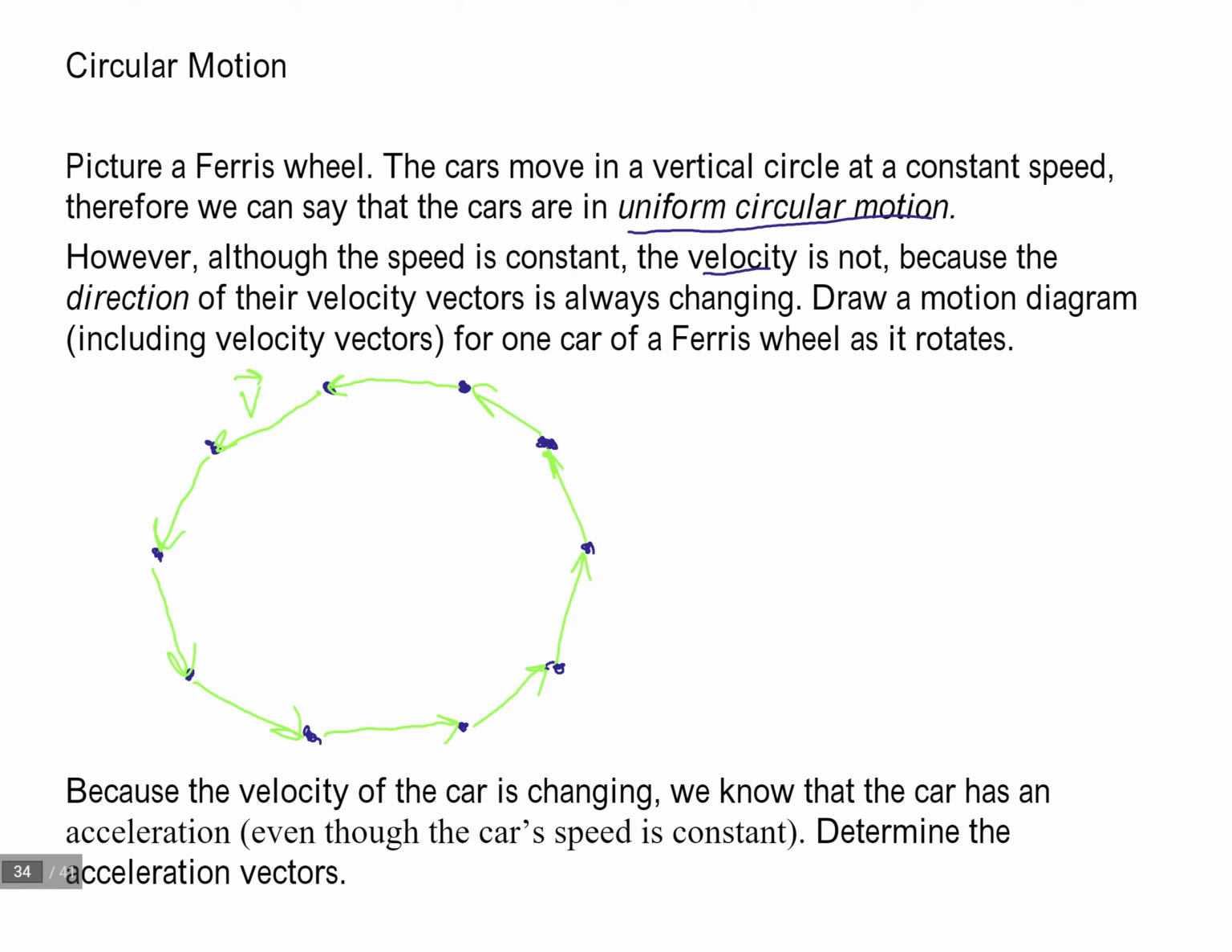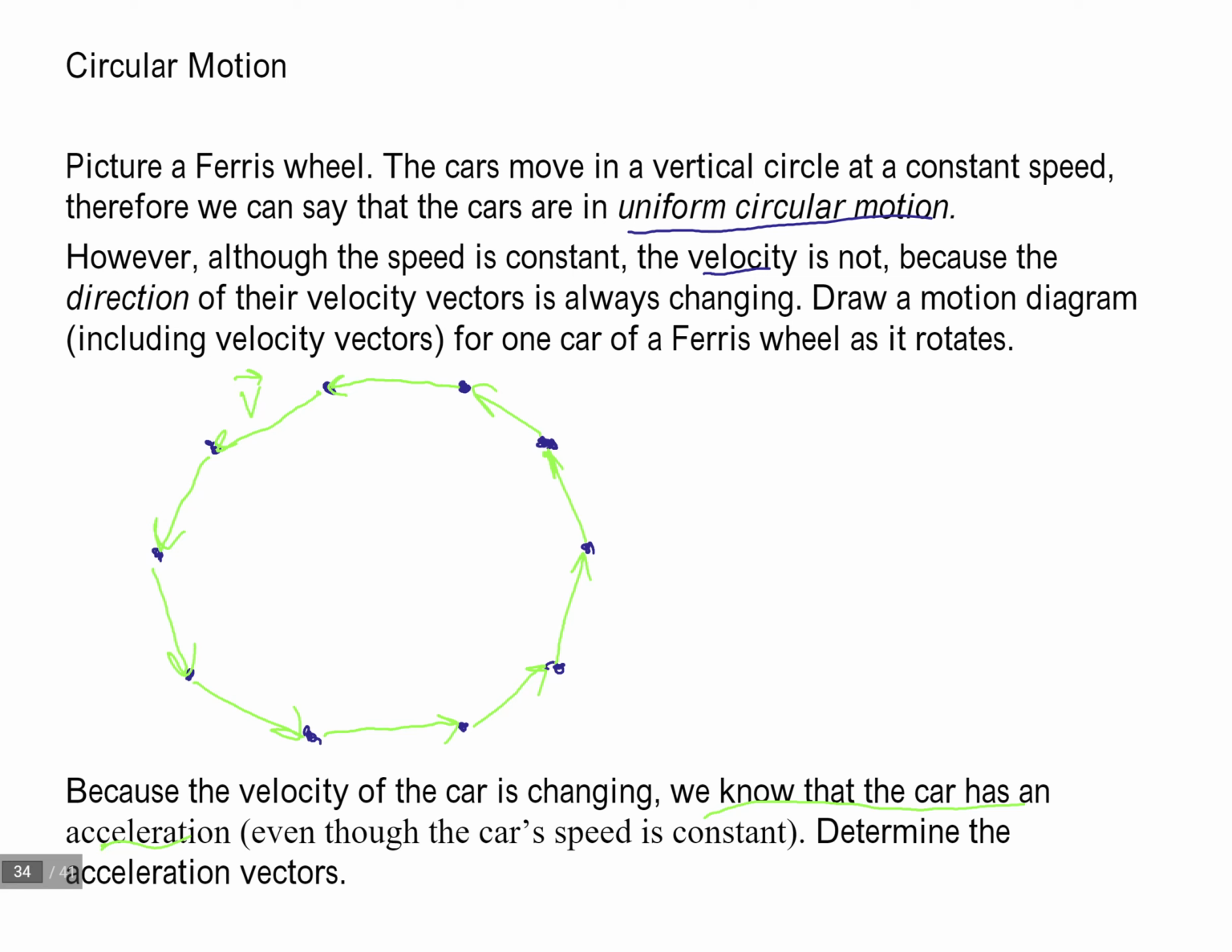Okay, so even though the car is rotating at the same speed the whole time in this uniform circular motion, the speed of the car is the same the whole time as it moves around the circle. The velocity is not the same as it moves around the circle. And because the velocity is changing, there must be an acceleration. Okay? If the velocity is changing, there must be an acceleration. That's what's being said right here. We know the car has an acceleration. Even though the speed is constant, the velocity is changing, so there must be an acceleration.